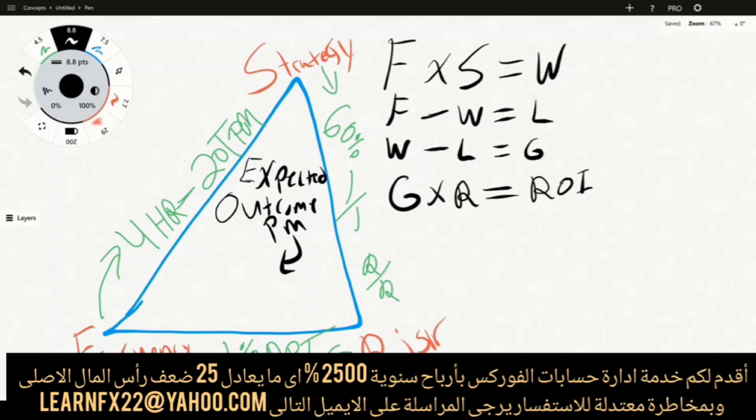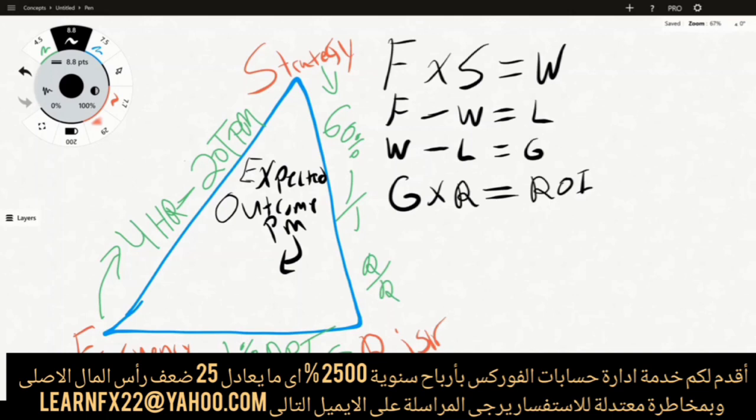So the reason we have all of this written out, the reason I wanted to show you this, is because we can take the equation you see to the right hand side of this triangle, and what we can do with this equation is actually come up with the exact expected outcome per month you could get if you had a strategy that won 60% of the time with a 1-to-1 risk reward. You had a 1% risk using that strategy per trade that you took, and you were on a 4-hour time frame making about 20 trades per month.